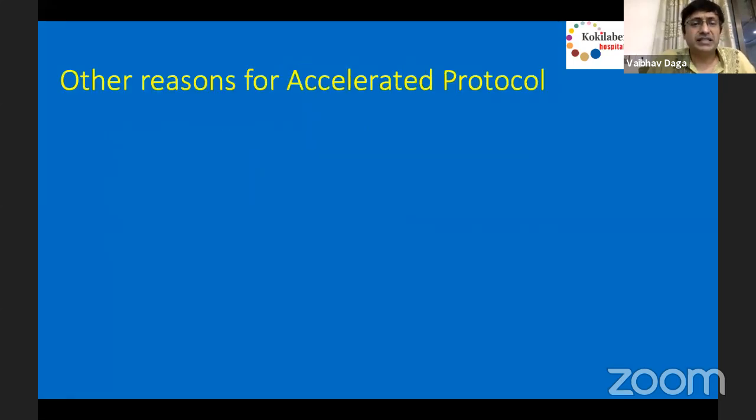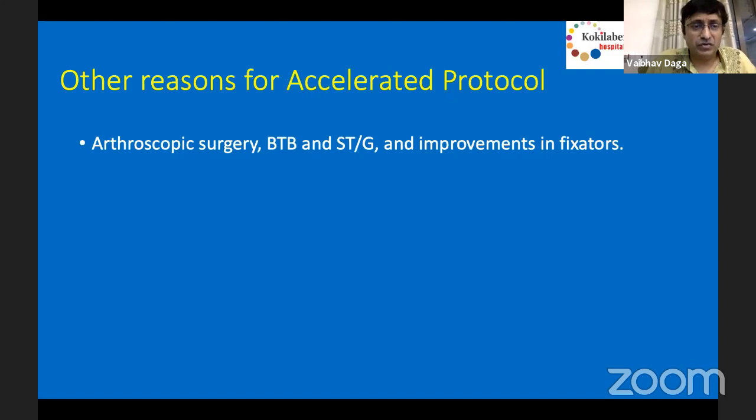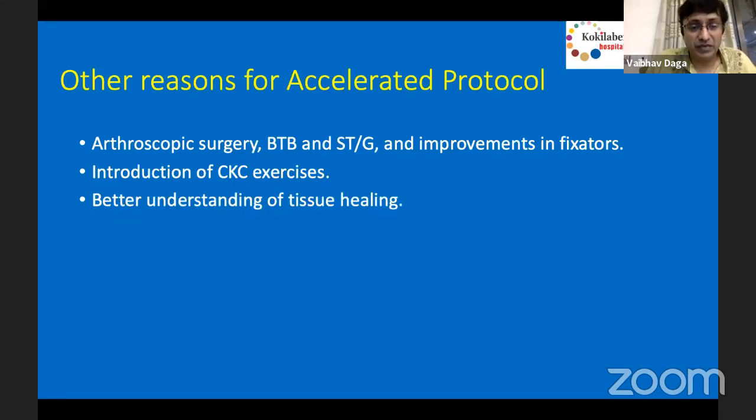Other reasons for the accelerated protocol in the 1990s were that arthroscopic surgery had come into the picture, bone-tendon-bone graft was there, semitendinosus and gracilis, improvements of fixators, introduction of closed chain kinetic exercises, and better understanding of tissue healing by the physios as well as the surgeons.